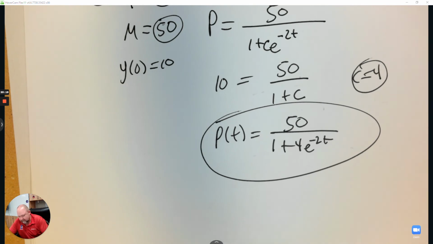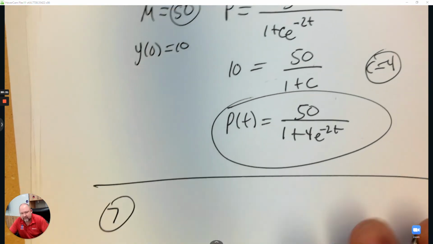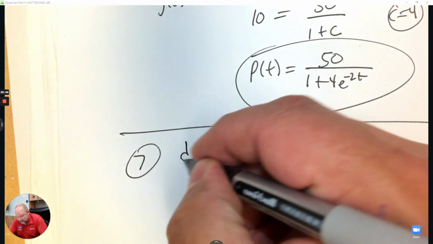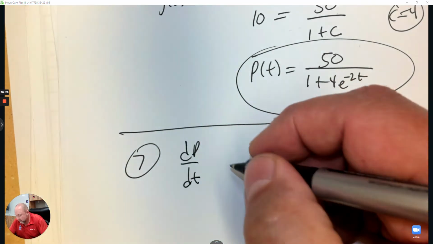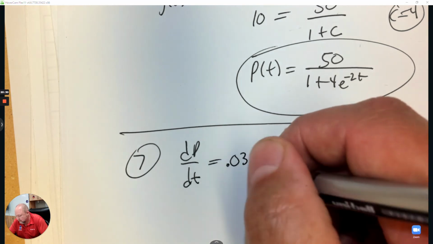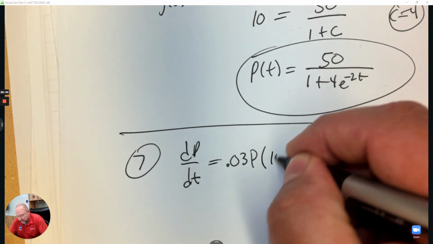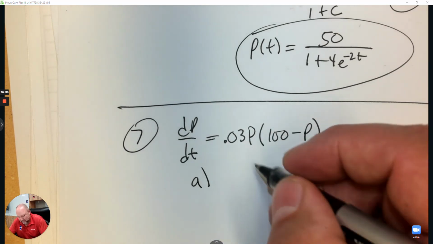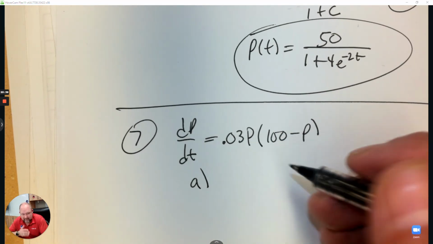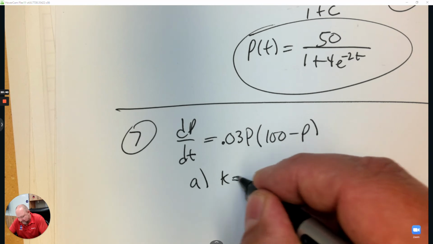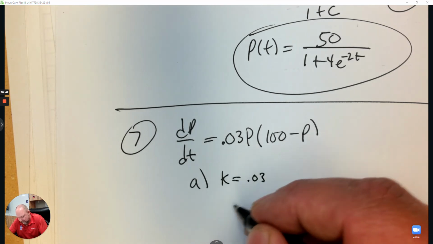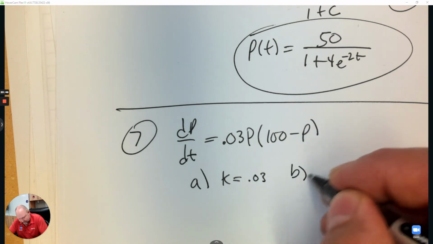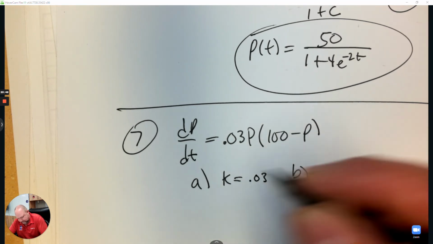All right, back. And then this is our last one, number 7. Then I'll do one starting with number 9. Let's see if I write down number 7 to begin with. That would be helpful, right? So number 7, 0.03 p, 100 minus p. All right, this is a lot easier. What's the k value? It's in the right form, right? So it makes it easier. So the k value is 0.03. B says, what's the m value? The carrying capacity, that's 100.